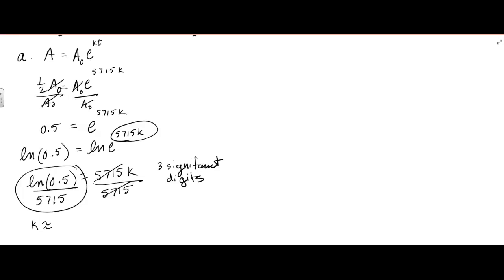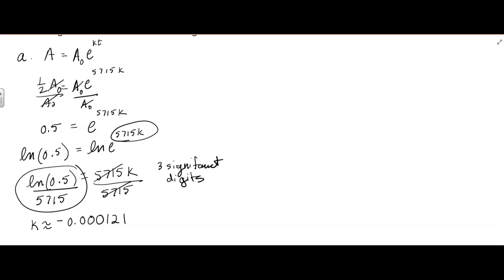By the way, we're expecting k to be negative because this is a decay problem. So if you put this in the calculator, you're going to get negative 0 point, and then there's going to be some zeros. I think there are 3 zeros. So let me put it in my calculator. Let's see what we get. Yeah, it's negative 0.000, and then I have 1, 2, 1. Those will be my 3 significant digits. Okay, so that's what I'm going to use for k.